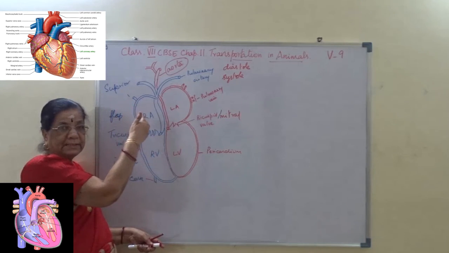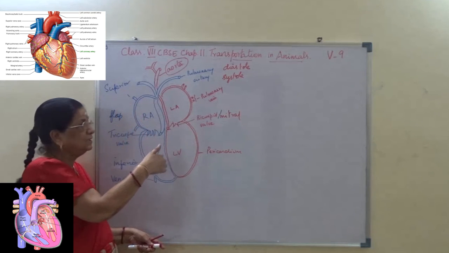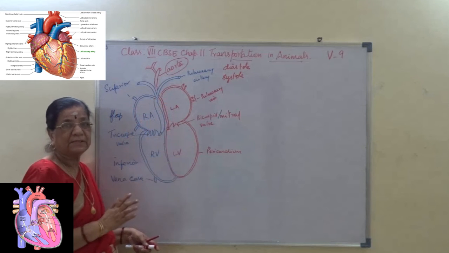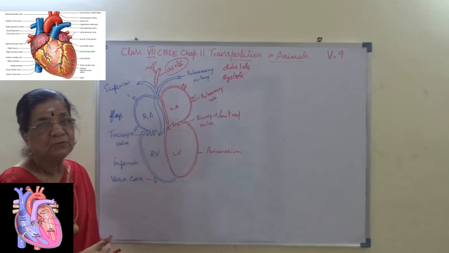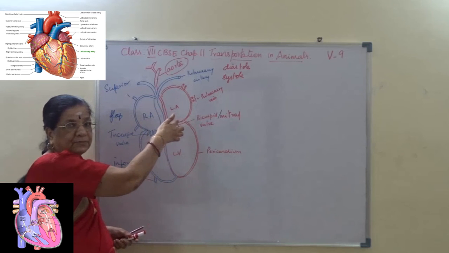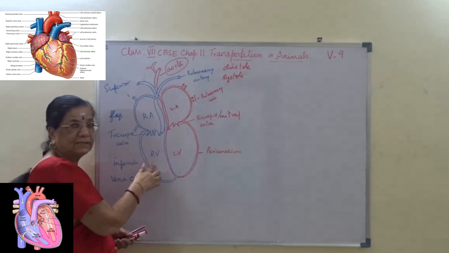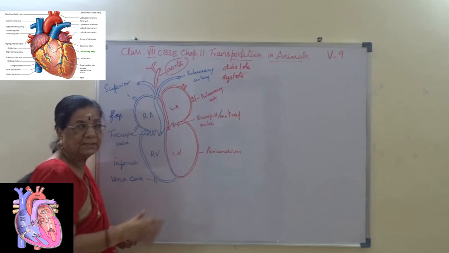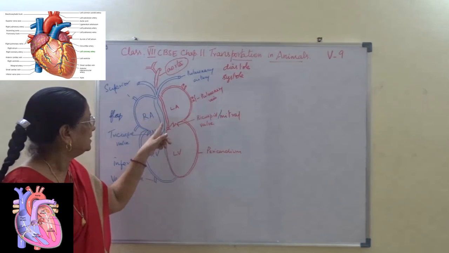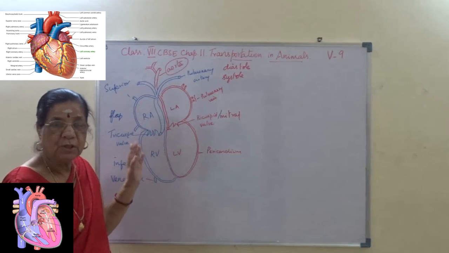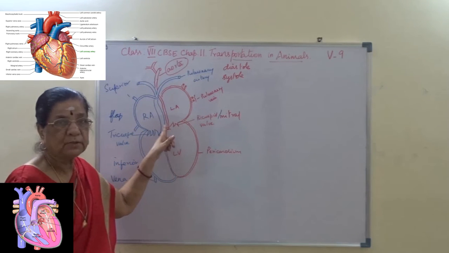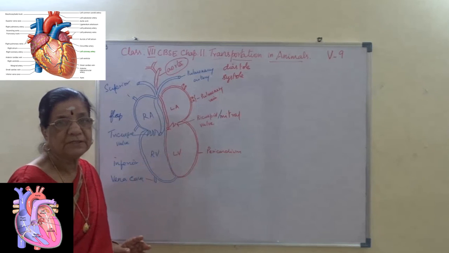From the right atrium to the right ventricle. Same way from the left atrium to the left ventricle. Sorry, now I missed one more. You should say the right atrium and left atrium. Same way, right ventricle and left ventricle, they are separated by the interauriculoventricular septum. This portion is auriculo, this part is ventricular.